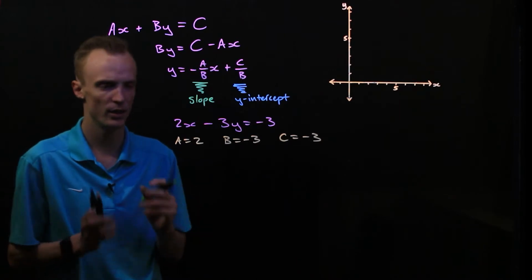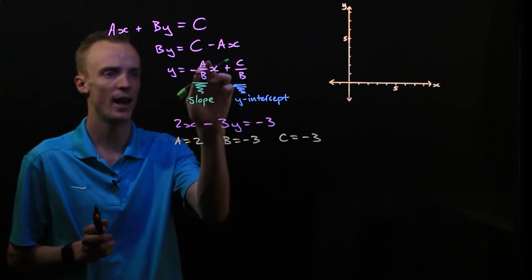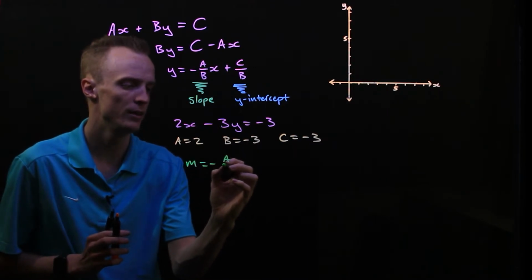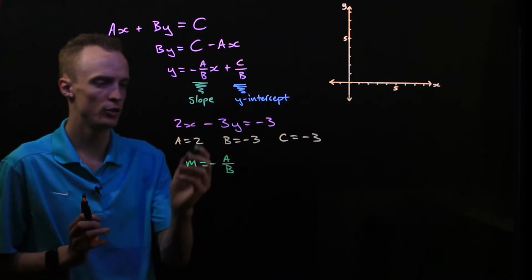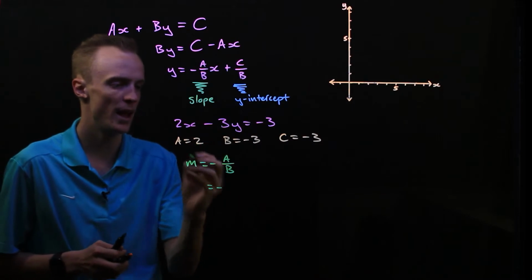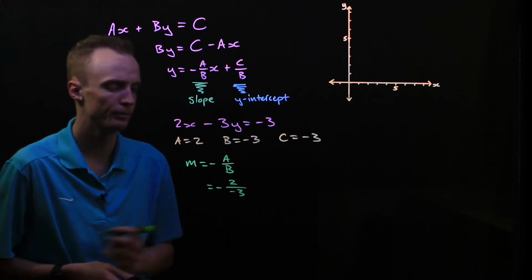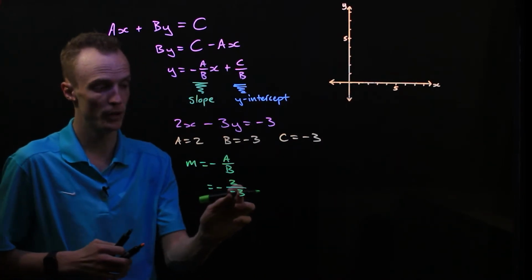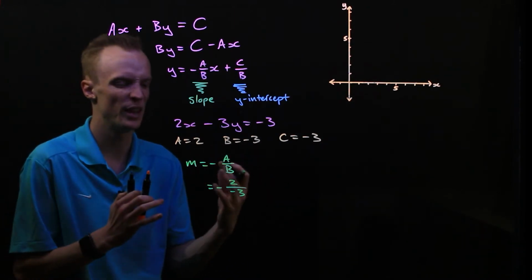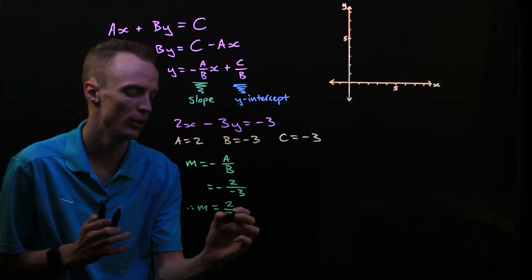And what I now can do is find the slope and the y-intercept. I know my slope is equal to negative a divided by b. So if I substitute a and b in here, I can quickly find this. It's equal to the negative of my a value of 2 divided by my b value of negative 3. Now, of course, a positive value divided by a negative value will be negative, but when I do the negative of that, it'll become a positive again. So therefore, my slope of this line is positive 2 over 3.